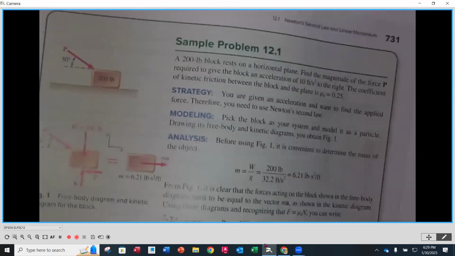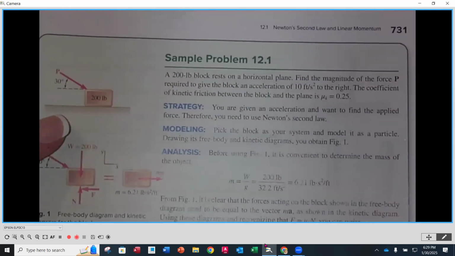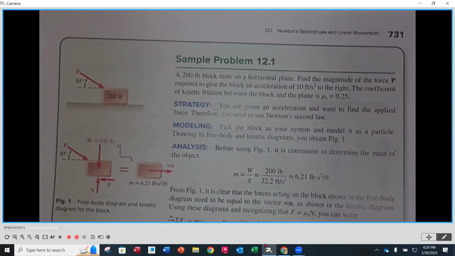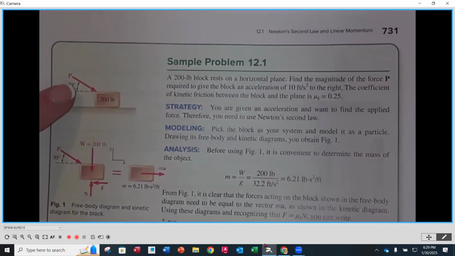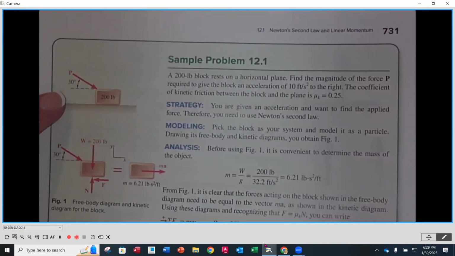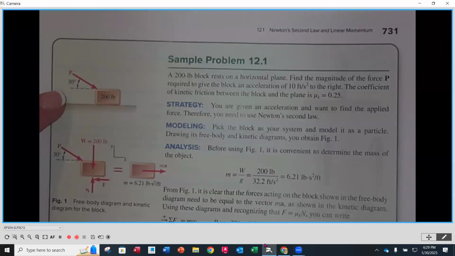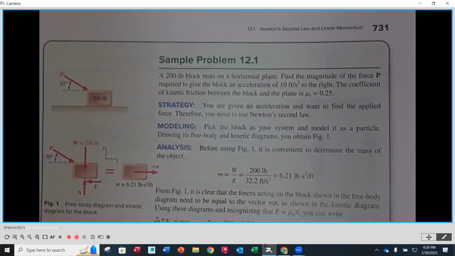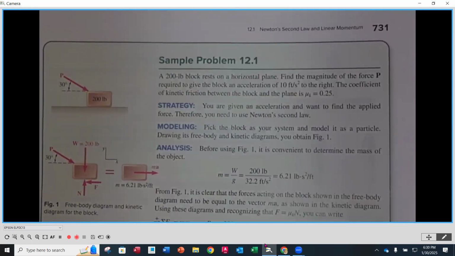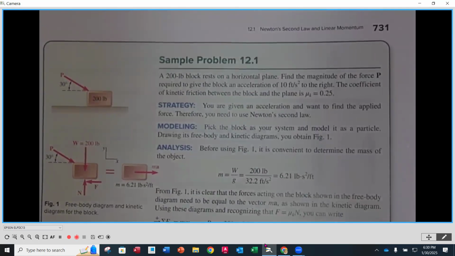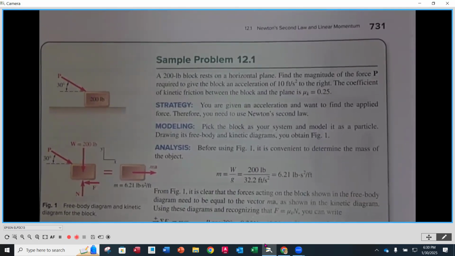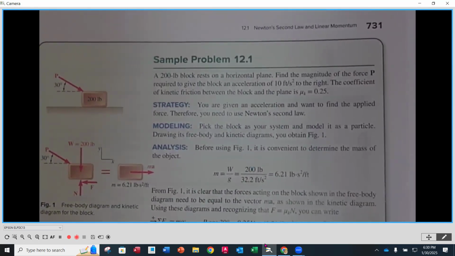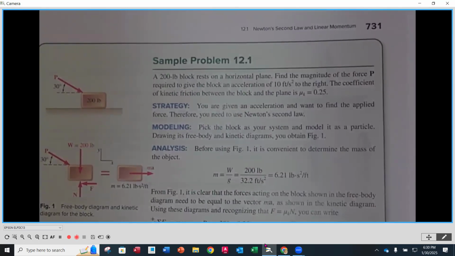Basically, we have a 200-pound block, and it's this illustration over on the left-hand side. It rests on a horizontal plane. We want to find the magnitude of P that's coming in at that 30-degree angle on the upper left-hand corner. What magnitude of the force P is required to give that block an acceleration of 10 feet per second squared, moving to the right? They're telling us that the coefficient of kinetic friction between the block and the plane is 0.25.